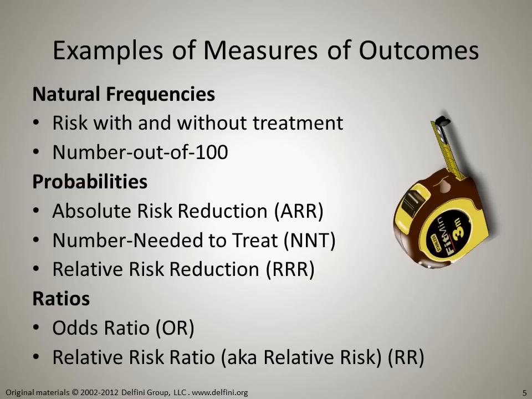There are those which are natural frequencies. These include risk with and without treatment, and number out of 100. There are probability measures, such as absolute risk reduction, or the ARR, number needed to treat, known as NNT, and relative risk reduction, or the RRR. There are ratios, odds ratios and relative risk ratio, which is most commonly shortened to just relative risk, and which is also a probability measure.